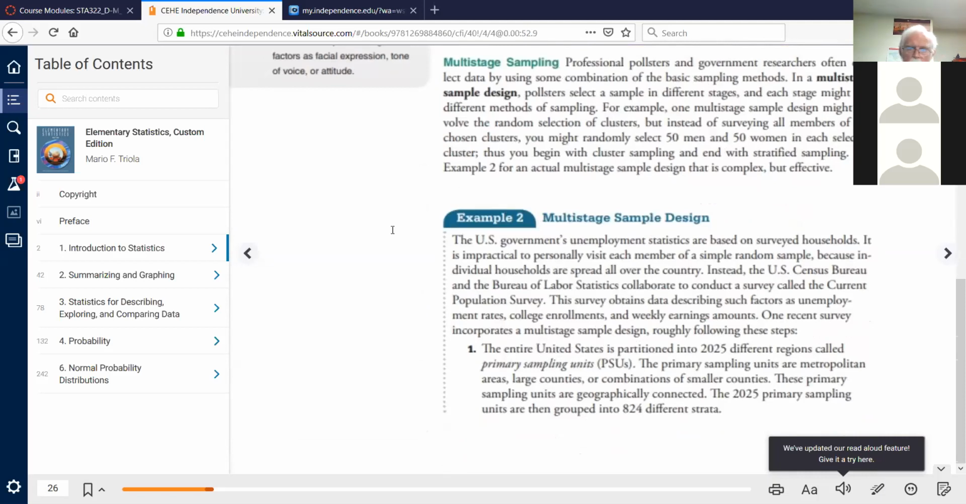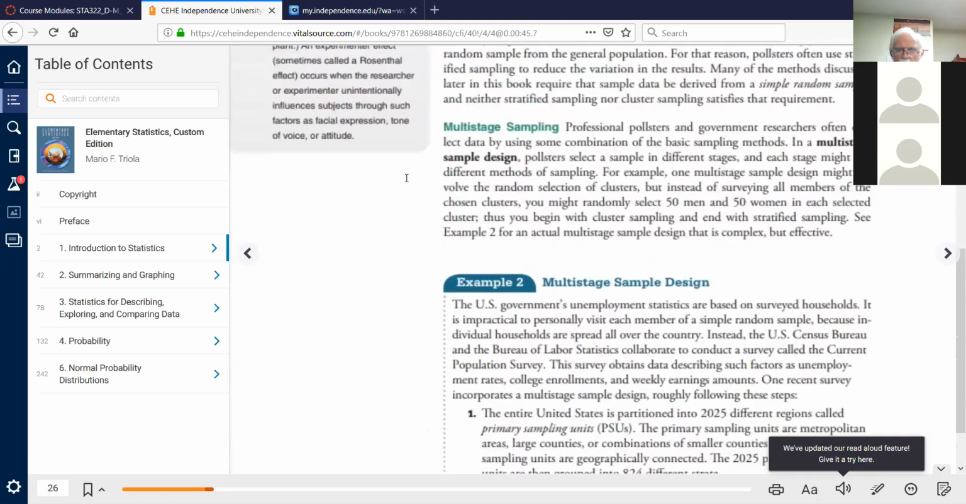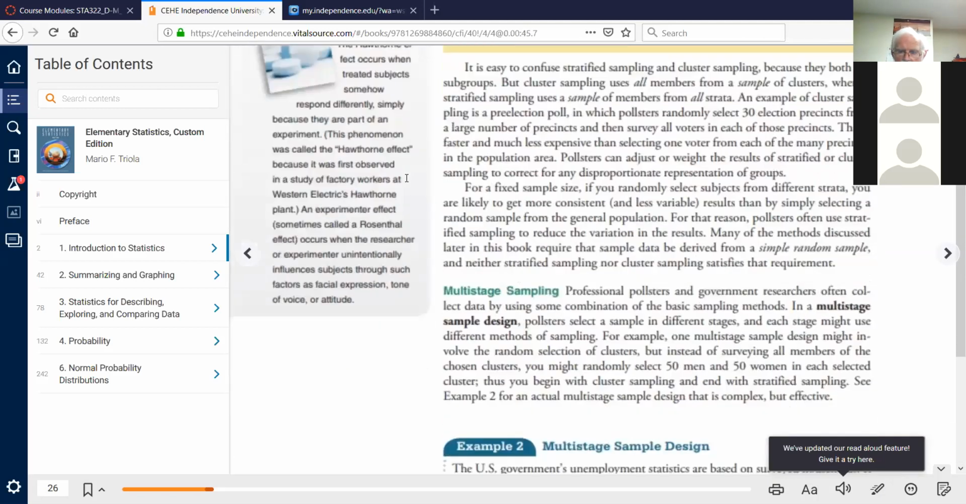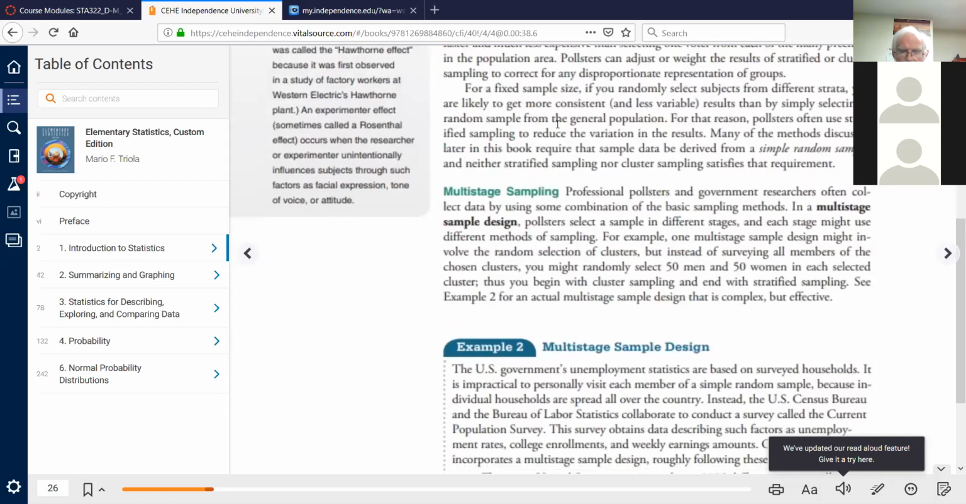There is something called multi-stage sampling, and we look at sorry for moving this thing up and down so fast. My computer is being very sensitive this morning for some reason.